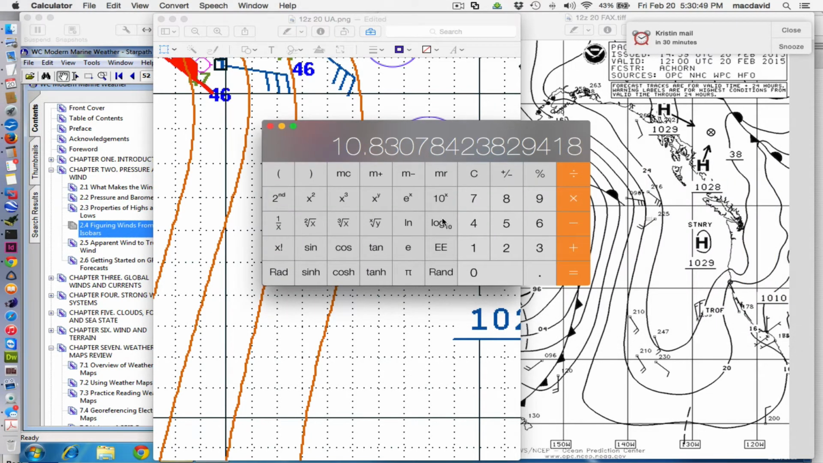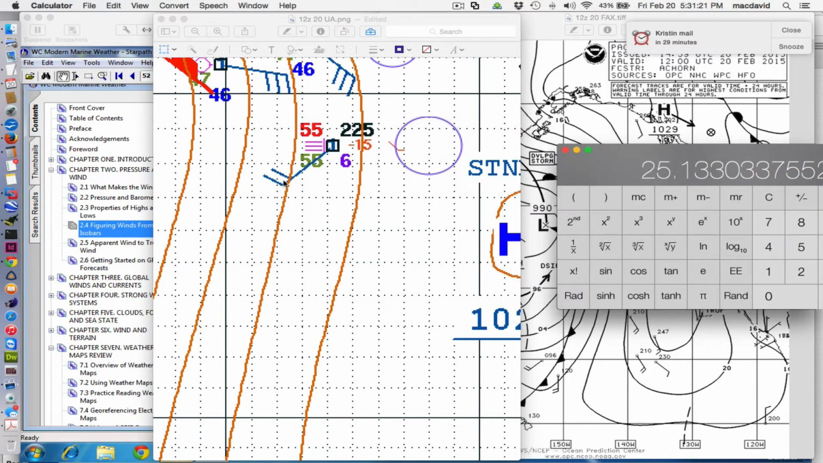So let me get this. What's my formula here? 40 divided by 1.7 equals, and then I divide that by the sine of 48.5. Take the sine of that equals, and that's a 31, and then we take times 0.8, equals 25 knots. So we're predicting 25 knots.